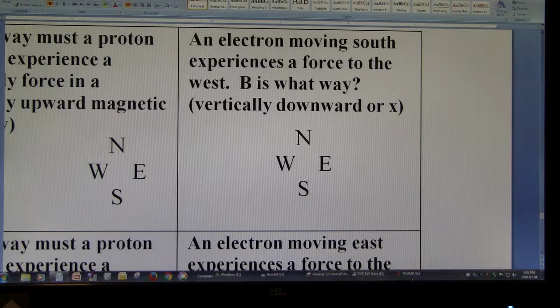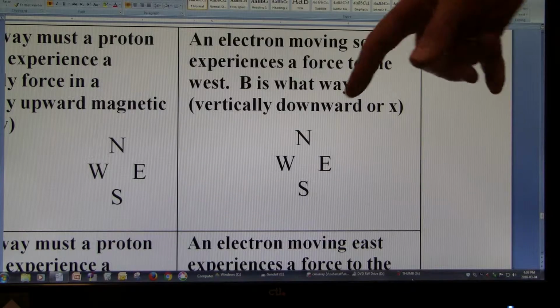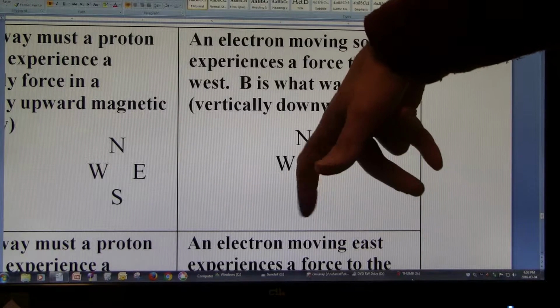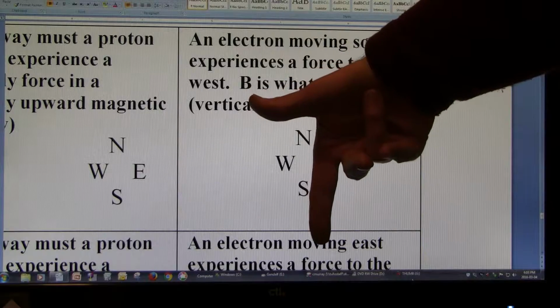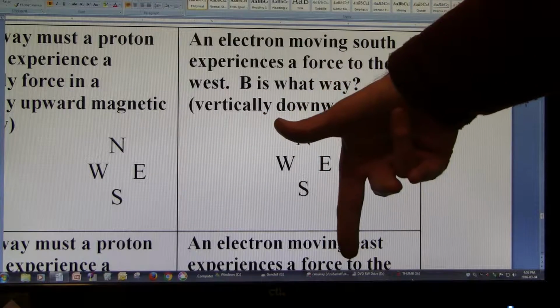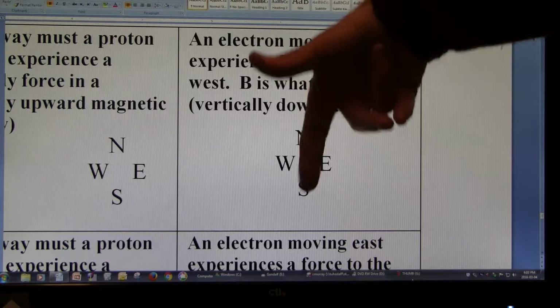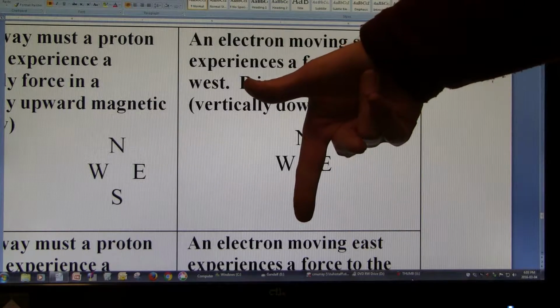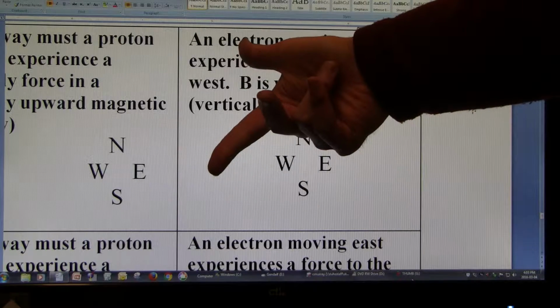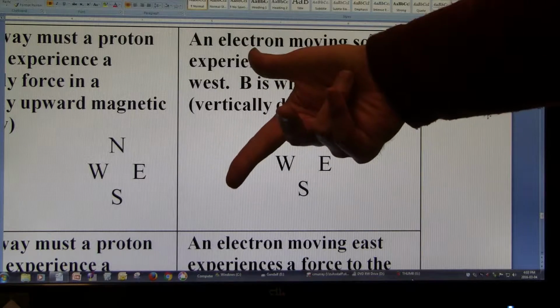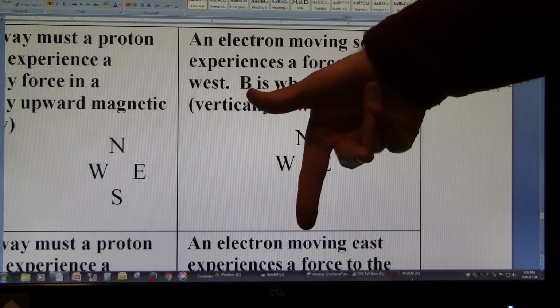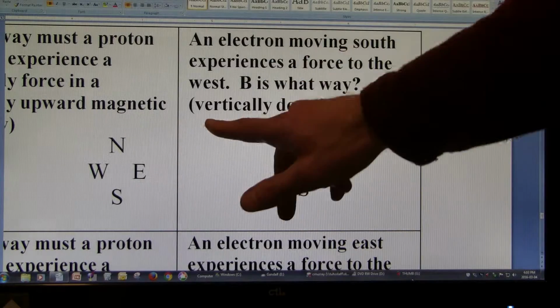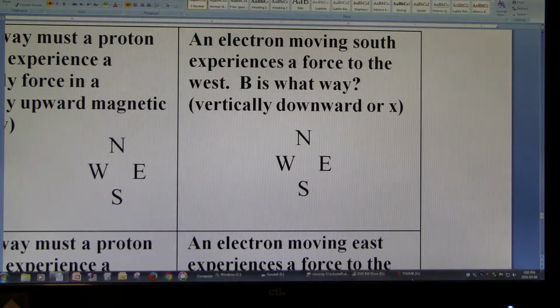Okay, electron moving south experiences a force to the west. Which way is the magnetic field? So it's moving south, force to the west. My middle finger is pointing out of the page, but it's an electron. Remember, electrons are negatively charged, and so it's negative out of the page. It's therefore into the page. Therefore, it's vertically downward. Okay?